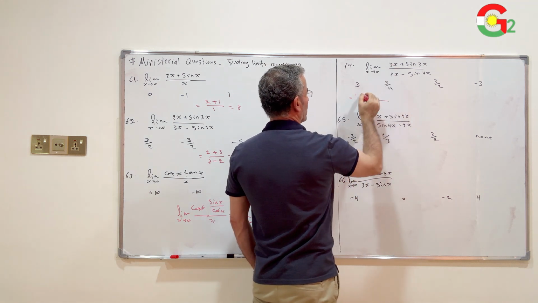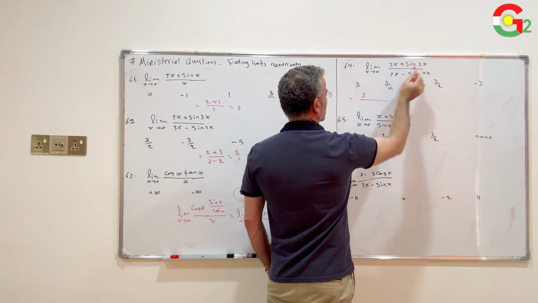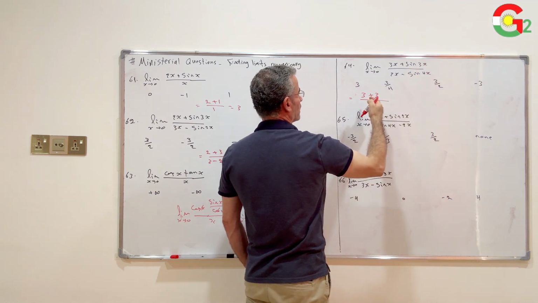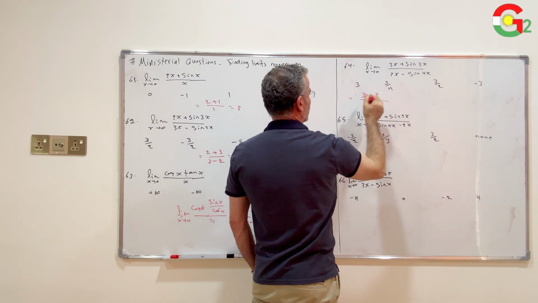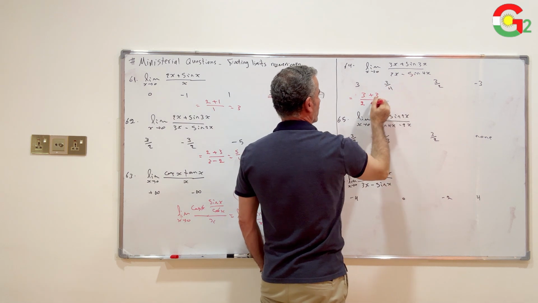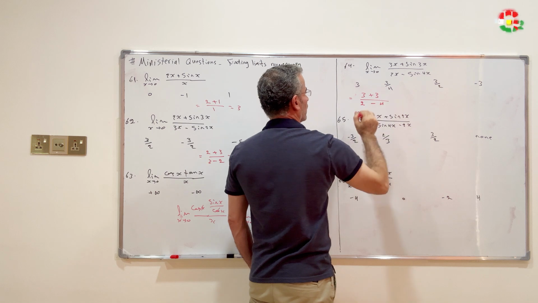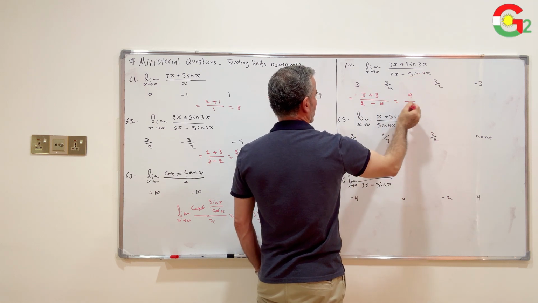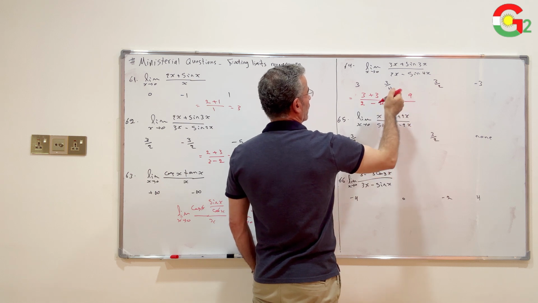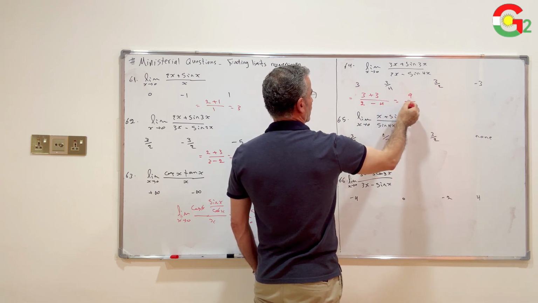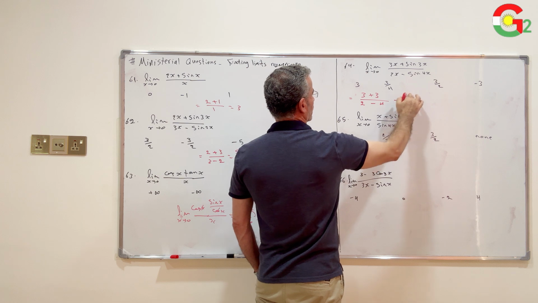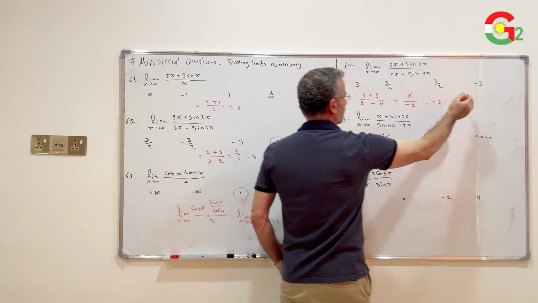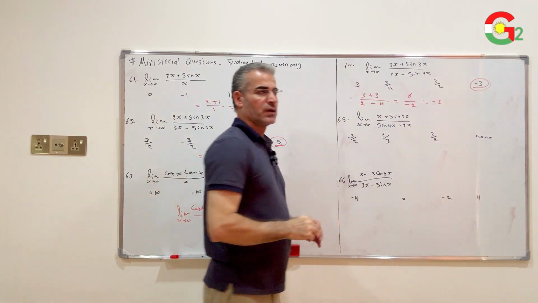Number 64. Limit as x approaches 0 of 3x plus sine 3x over 2x minus sine 4x equals 3, coefficient of x, plus 3, coefficient of x inside the sine, over 2, coefficient of x, minus 4, coefficient of x inside the sine, equal to 6 over negative 2 equal to negative 3. Choice D.